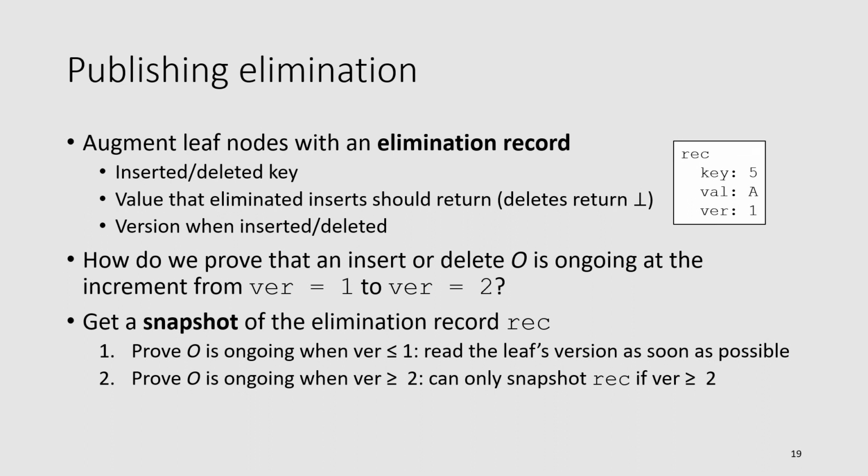As soon as O reaches the leaf, it reads and stores the leaf's version. This is the earliest leaf version that O knows it was there for. O then reads a snapshot of the record while the leaf's version is even to ensure that the record isn't being modified. If the earliest version that O read was less than or equal to the version in the elimination record, 1 in this case, then O knows that it was there before the transition from 1 to 2. We also know that O was there after the transition because it snapshotted the elimination record while the version was even, and O was there while the version was 2 in this case. If the key of O matches the key in the elimination record, then O can eliminate itself.